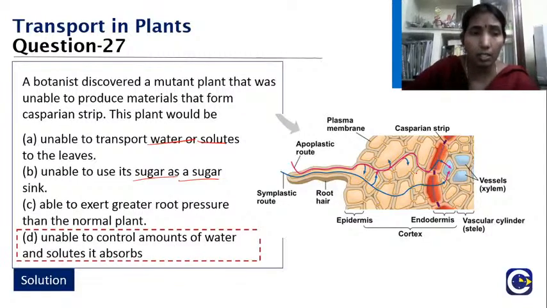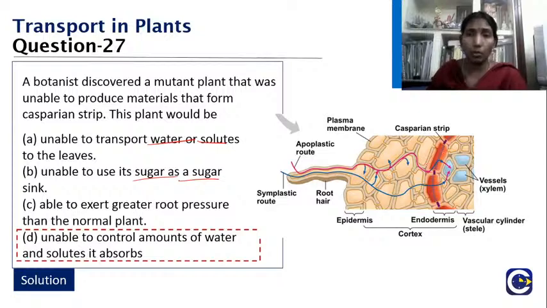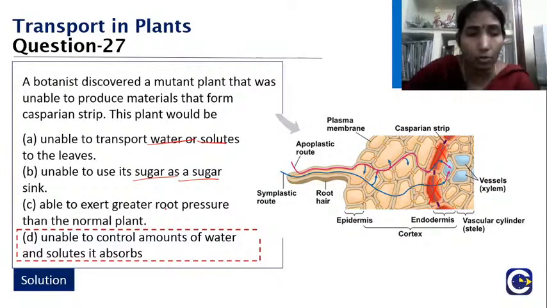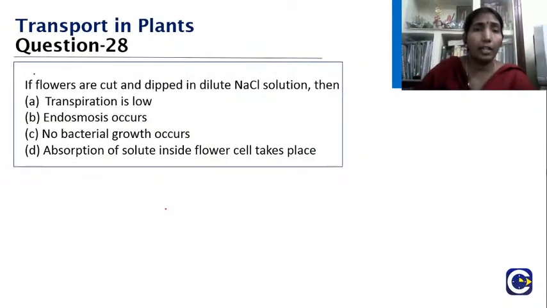So what should be your answer? It is unable to control the amount of water and solute. Since, imagine some mutation has happened and there is no Casparian strip, just like that water and solute can enter. So you don't have a checkpoint entry at all. So that is where you have to make it up. Very good students. Then we have another interesting one.